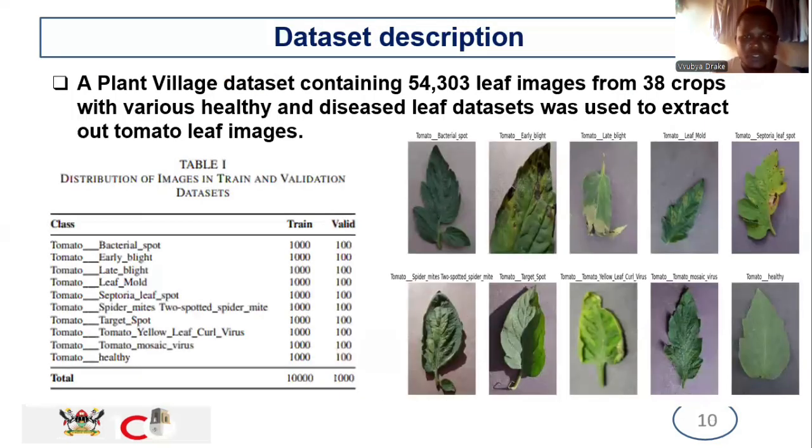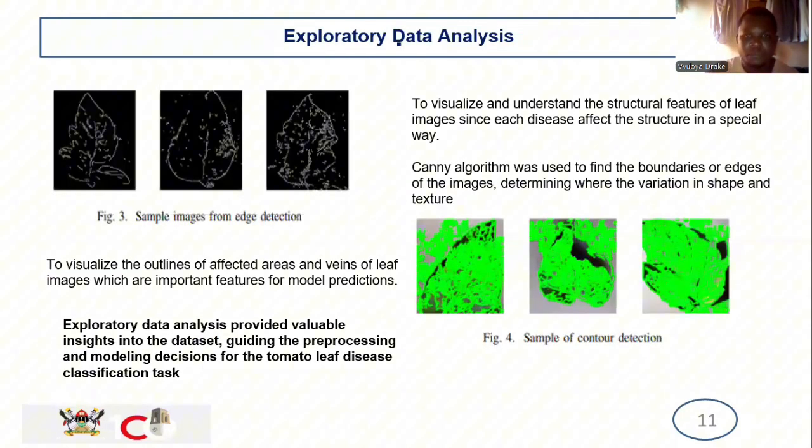So the dataset we used was the PlantVillage dataset containing 54,000 images from 30 different plants, but we focused on the tomato dataset, the tomato leaf images, having 10 classes, 9 of which are affected and 1 that is healthy. It has 10,000 images of training data and 1,000 of test data. These classes include bacterial spot, early blight, and others.